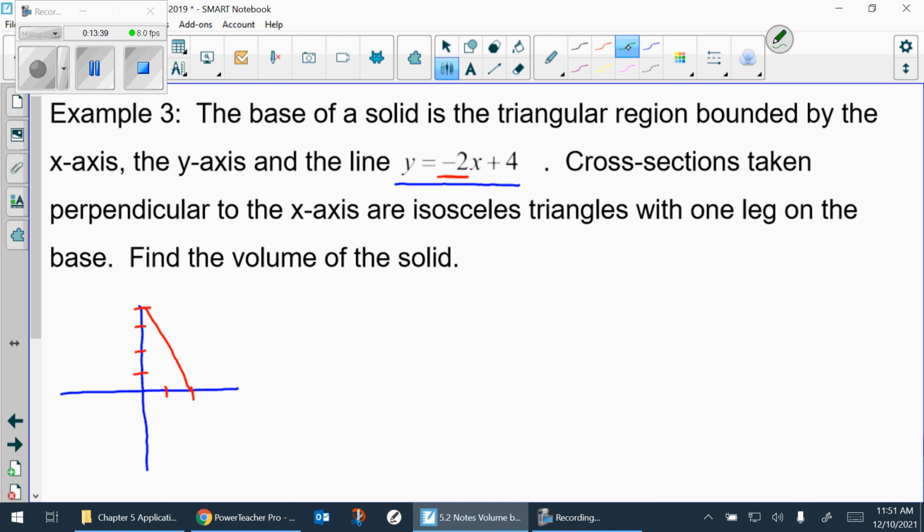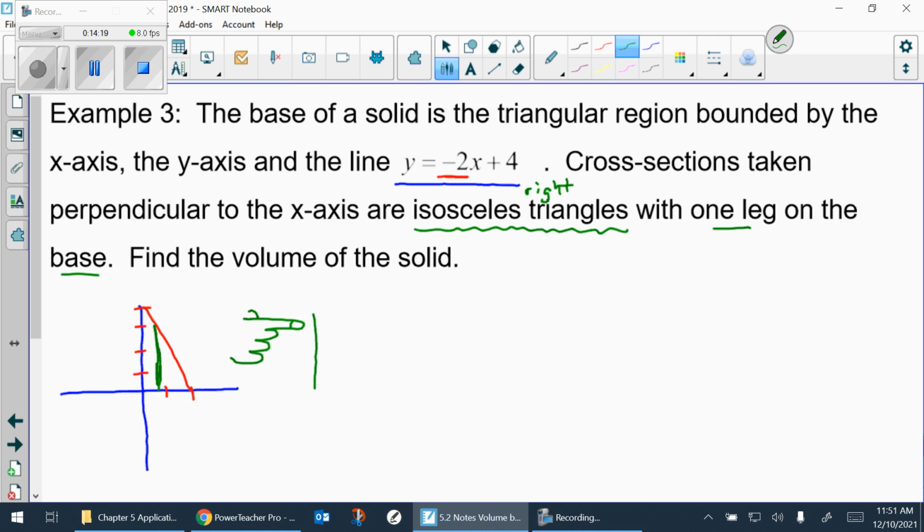Again, cross-sections are taken perpendicular to the x-axis. I take that slice, I bring it over here. Again, looking down from the top, I don't know what shape it is, but I'm told to push this thing over. And when I do, I get an isosceles triangle. And I better say an isosceles right triangle, with one leg on the base.